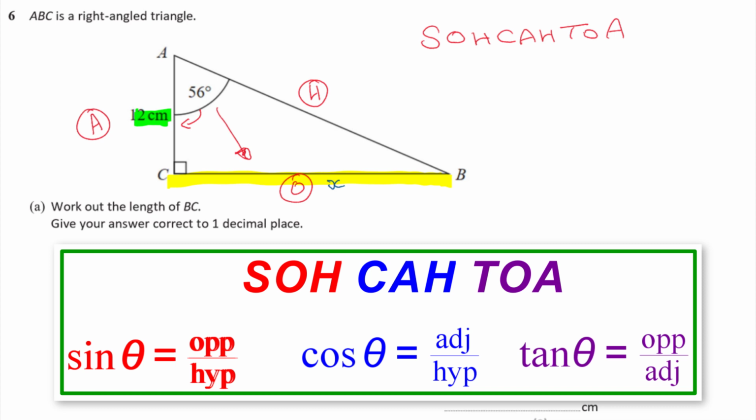So which ratio has to do with the opposite and the adjacent and not the hypotenuse? Well, it can't be sine because that's got the hypotenuse in it, and it can't be cos because that's got the hypotenuse in it. It has to be TOA, okay, which stands for tan theta equals opposite over adjacent. So let's write down the full equation for tan theta.